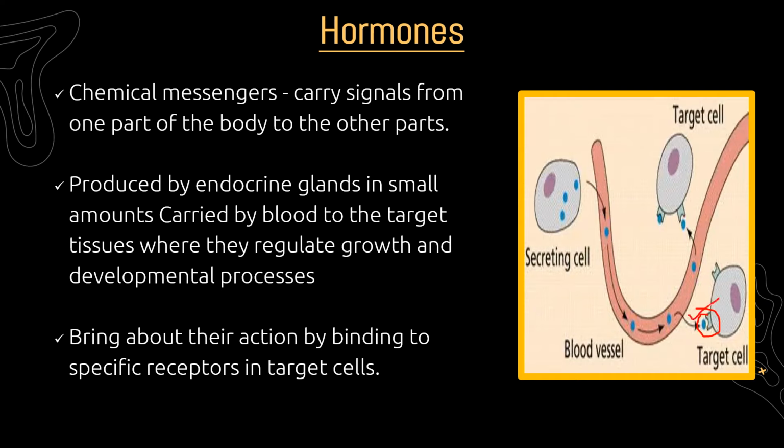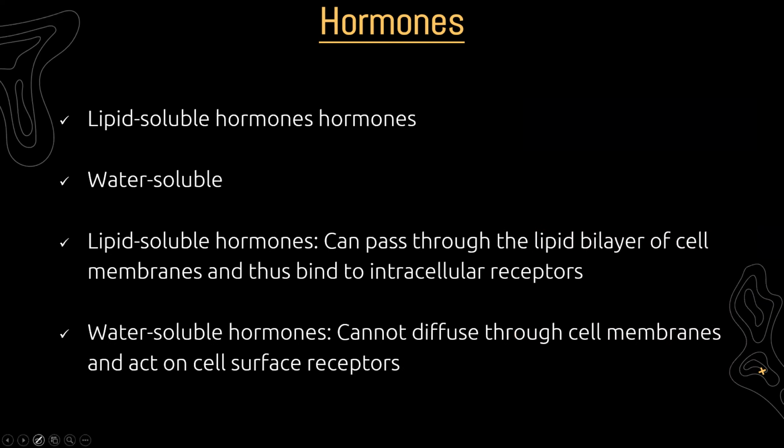That's a good point. Now, the question is very clear. The hormone associates with which type of receptor? That's a very good point. So, for the hormone to associate with the receptor, first of all, you have to understand the solubility of the hormone. Depending on its solubility, the type of receptors will be entirely different.